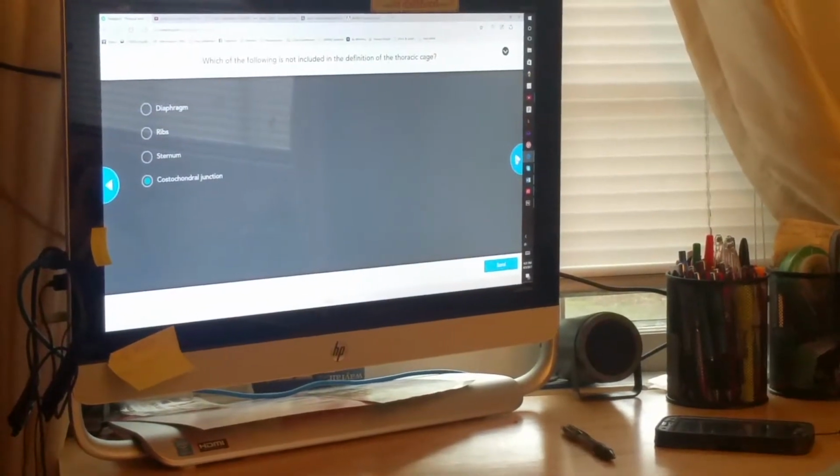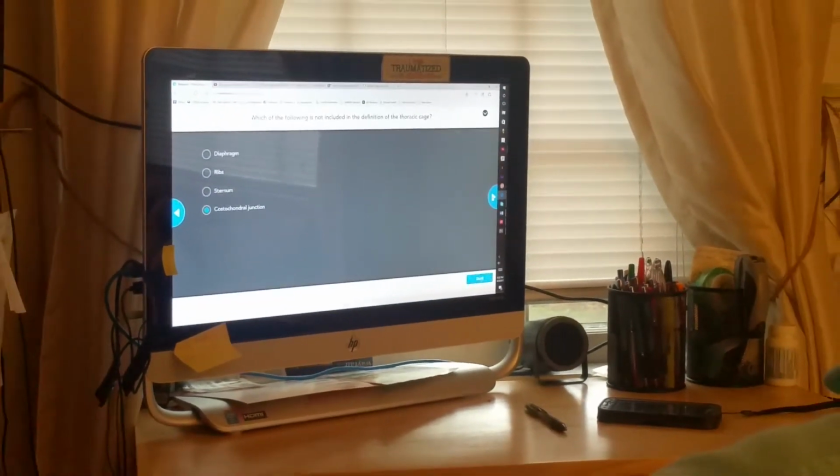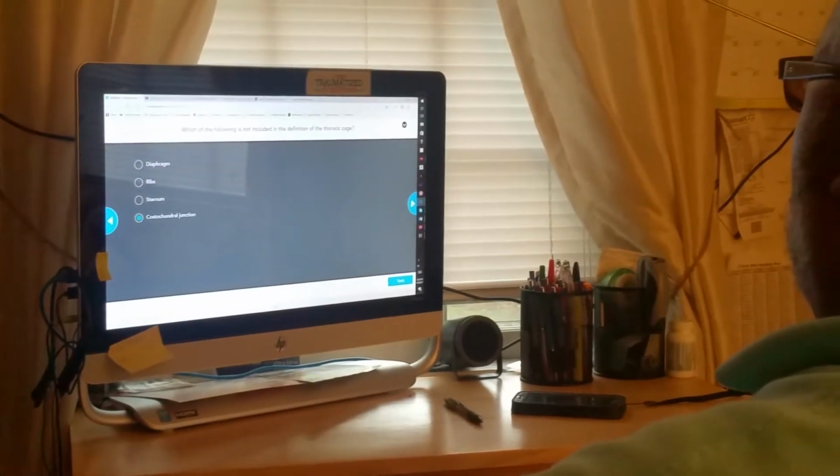Which of the following is not included in the definition of the thoracic cage?